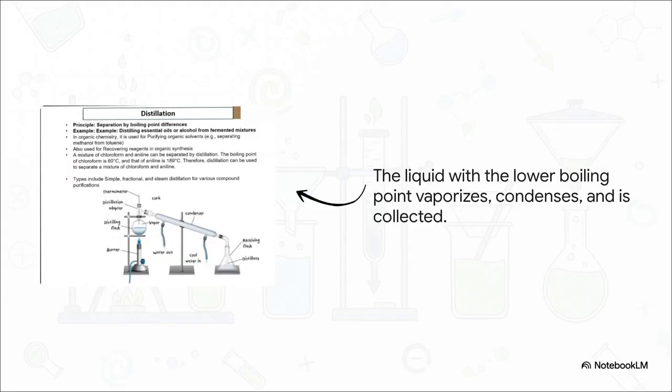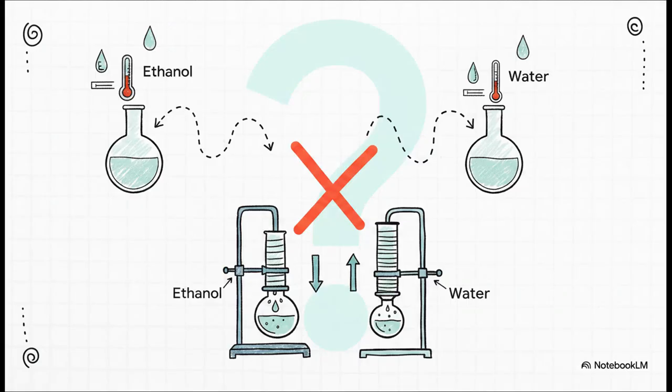So here's how the setup works. As you heat the flask, the more volatile liquid, let's say you have chloroform, which boils at 60 degrees Celsius, mixed with aniline, which boils way up at 189 degrees, the chloroform is going to vaporize first. That vapor travels up and into the condenser, which is just a tube with cold water circulating around the outside. This cold surface makes the vapor condense back into a pure liquid, which then drips down to be collected. It's pretty brilliant.